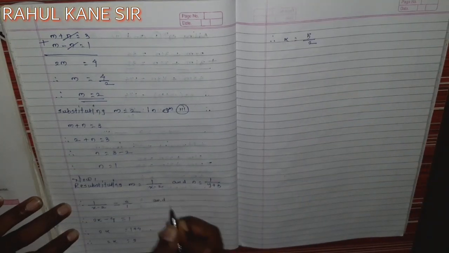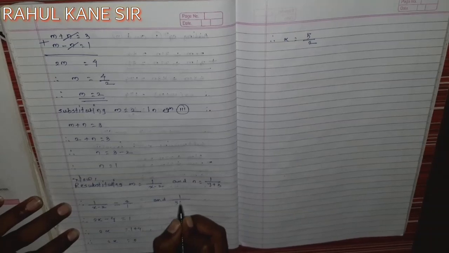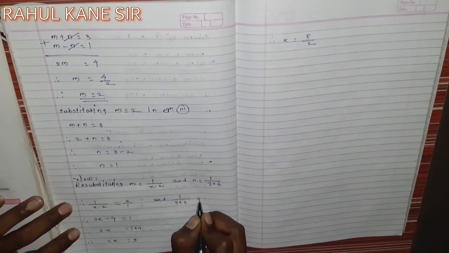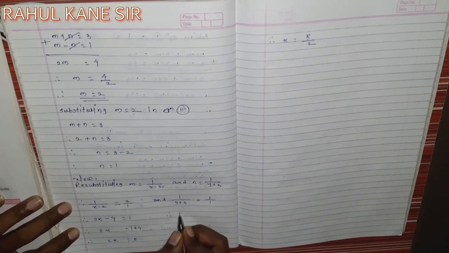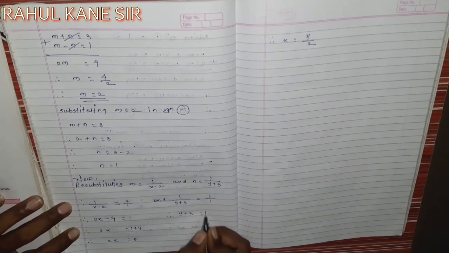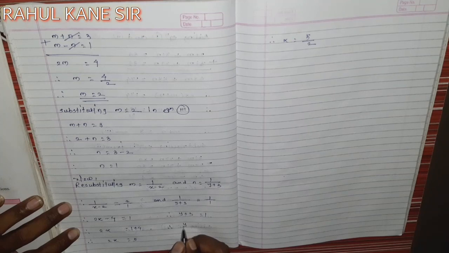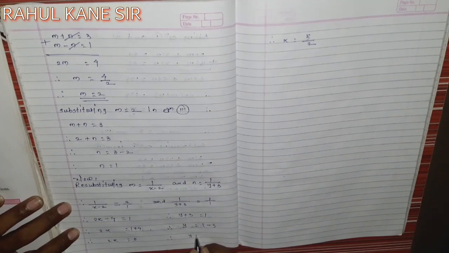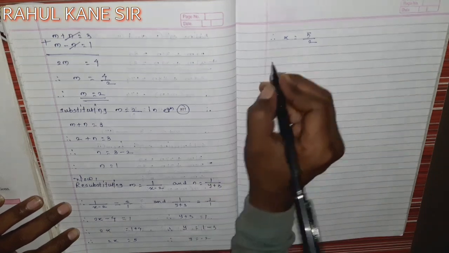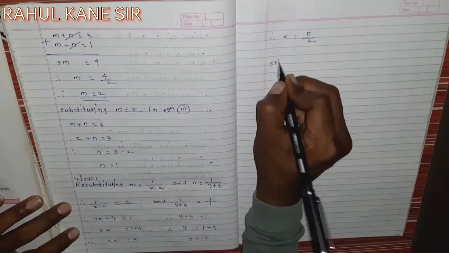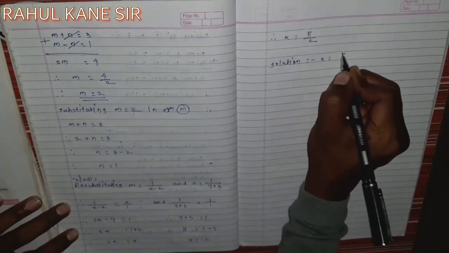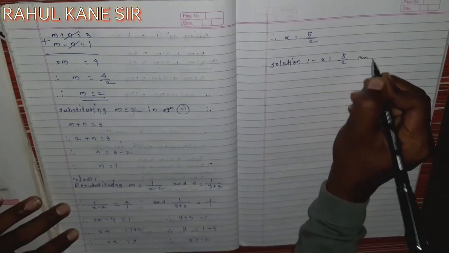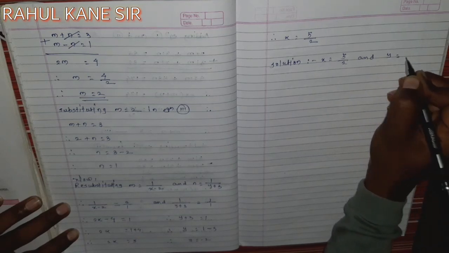And 1 upon y plus 3 equals n, and the value of n is 1. So by cross multiplication we get y plus 3 equals 1. Therefore y equals 1 minus 3. Therefore y equals minus 2. Now the solution: x equals 5 upon 2 and y equals minus 2.